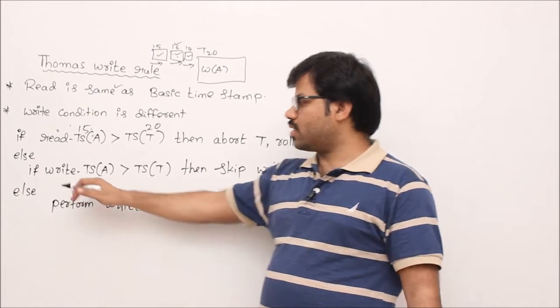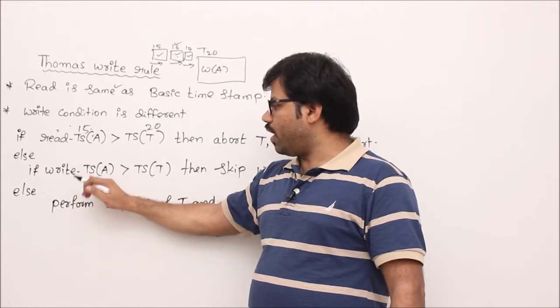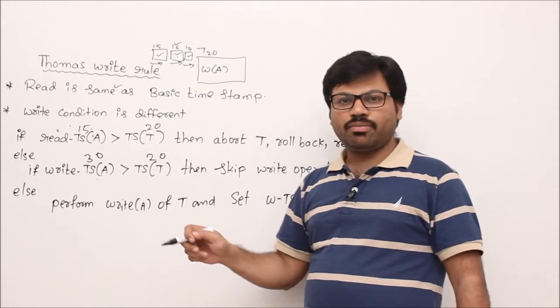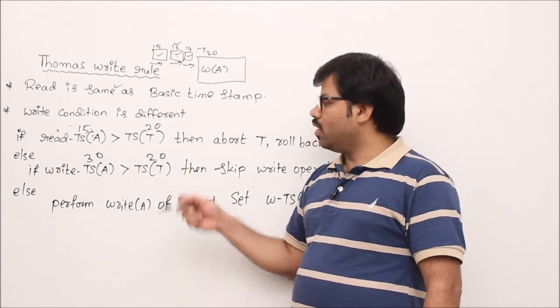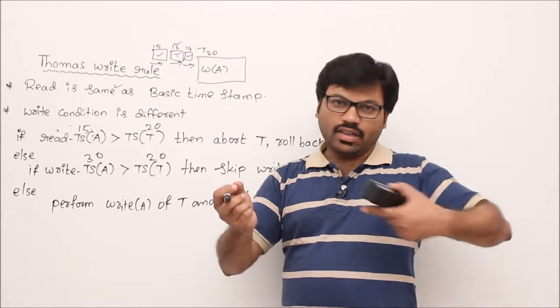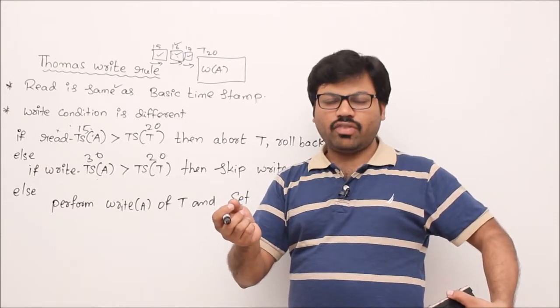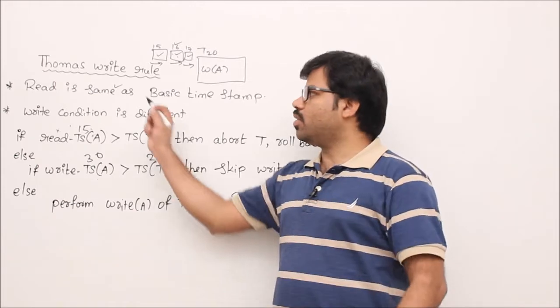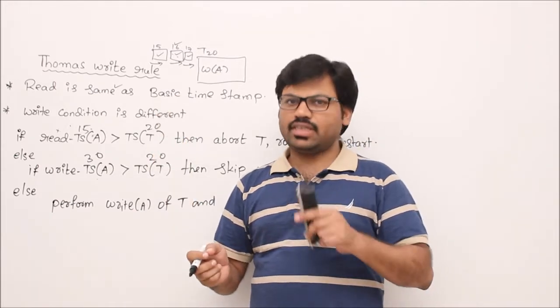Now we will see writers. So if write timestamp of A is again 30 and your timestamp is 20, 30 greater than 20, true. That means what? Actually you have to write, then this younger person has to write, but what happened? Reverse has happened. Then how to rectify? We can rectify it in the Thomas Write rule. That is the difference between basic and Thomas.